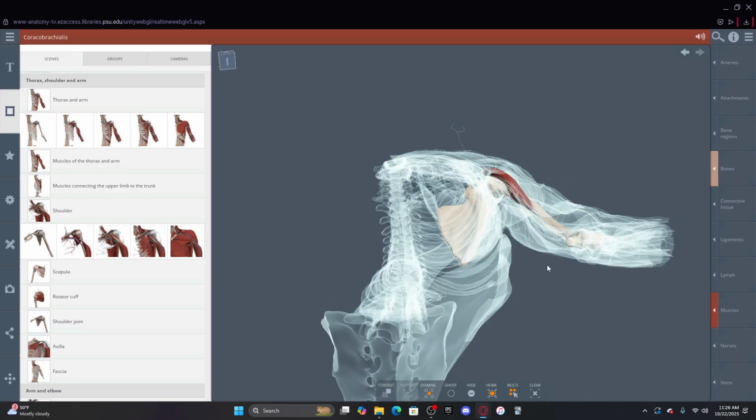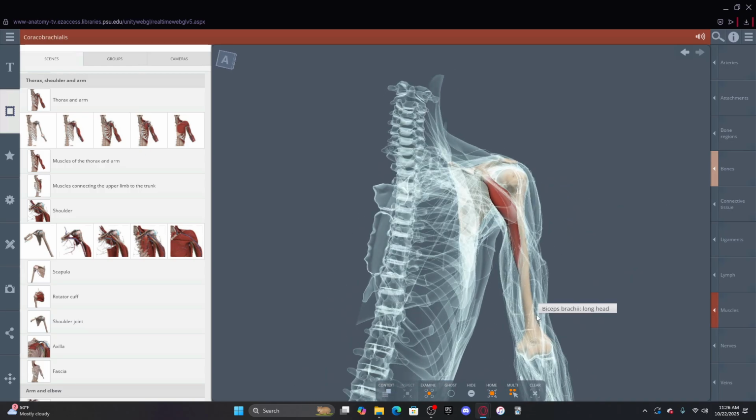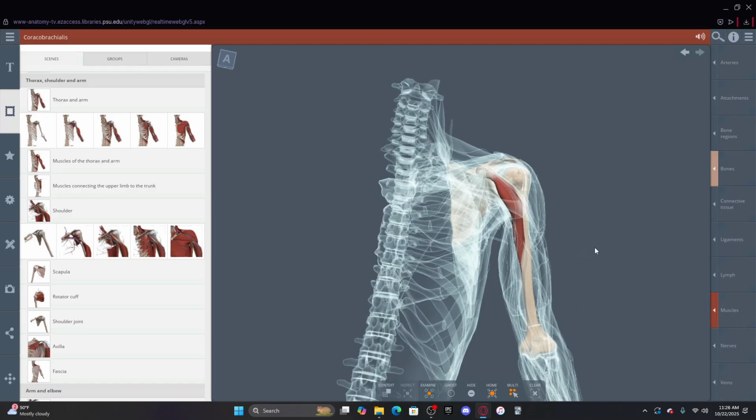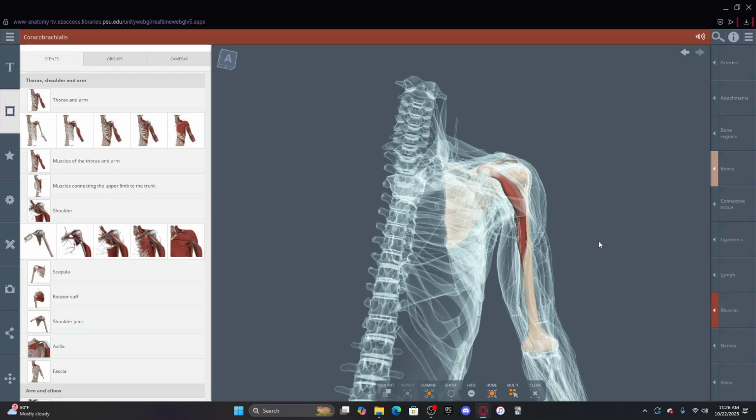And then the last muscle is the coracobrachialis. Coracobrachialis originates from the coracoid process and goes all the way to the humeral shaft. And this muscle is responsible for flexing the glenohumeral joint. All three of these muscles that I just mentioned, the biceps brachii, the brachialis, and the coracobrachialis, are all innervated by the musculocutaneous nerve of the brachial plexus.